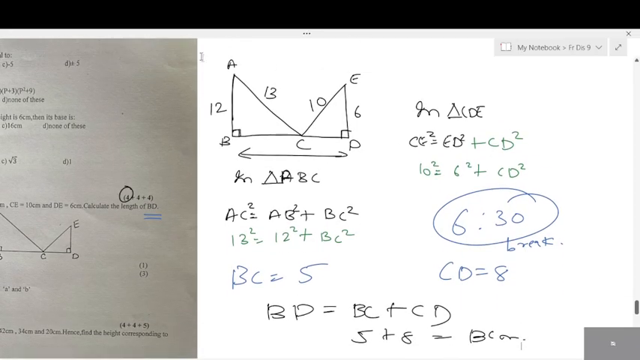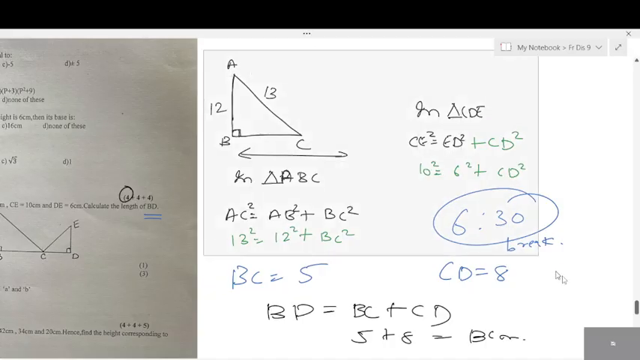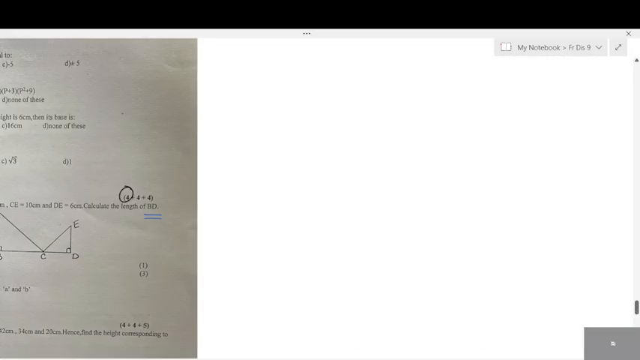And one more thing, write it neatly, students. Split the diagram. Look here, I forgot to tell you all how to write. When you're using triangle ABC, just draw triangle ABC. Split the triangle into two parts. Then split the other triangle. You'll get full 4 marks.